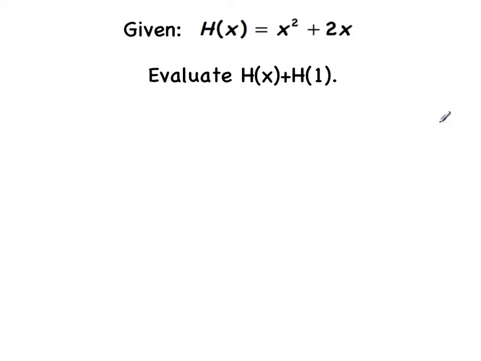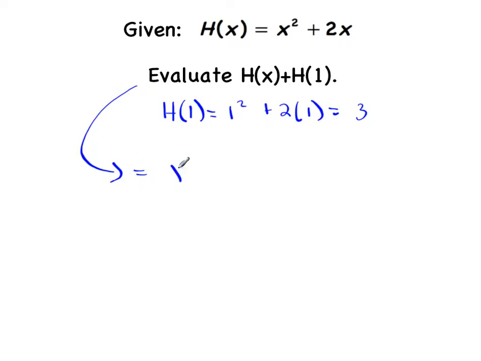Now, I can evaluate sums of functions. I have h of x plus h of 1. So we'll find h of 1 just by substituting 1 in for x. So that'd be 1 plus 2, or 3. So when I evaluate this, I'm still going to have my h of x, which is x squared plus 2x, and then plus 3. Could I factor that? Well, no, it doesn't factor. But even if I could, there really would be no reason because it is as simplified as it can be.